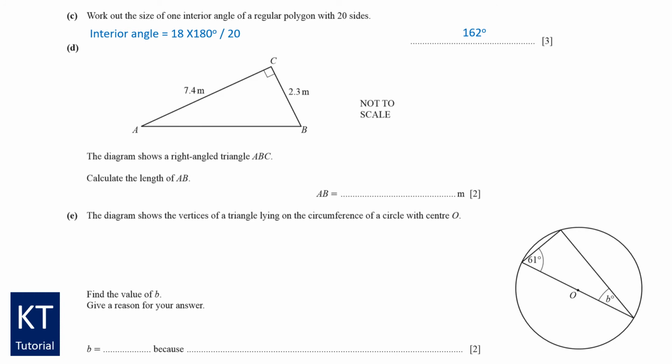Next, the diagram shows a right-angled triangle ABC. Calculate the length of AB. Applying the Pythagoras formula, AB is 7.75 meters. Question 7e. The diagram shows the vertices of a triangle lying on the circumference of a circle with center O. Find the value of B and give a reason for your answer. B is 29 degrees because the remaining corner is a right angle.